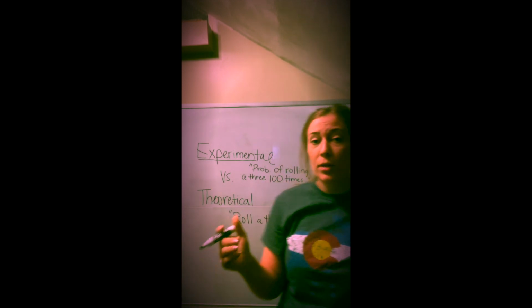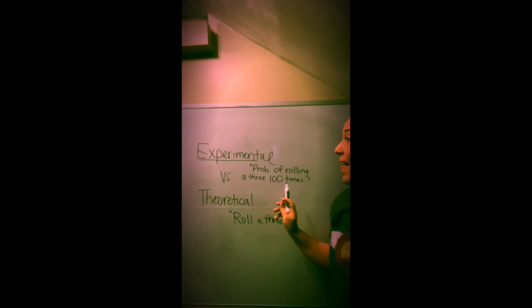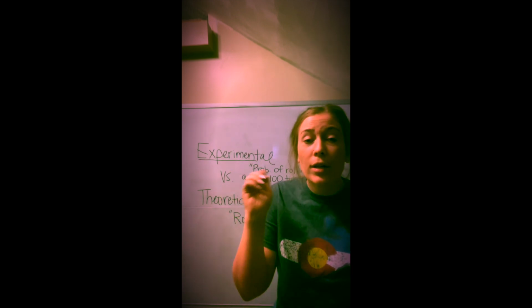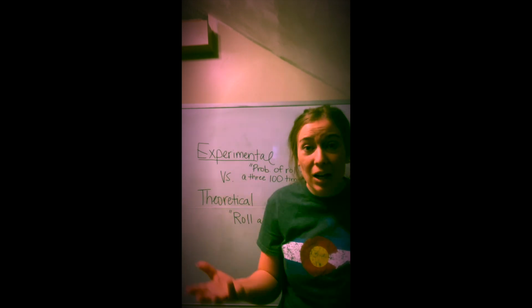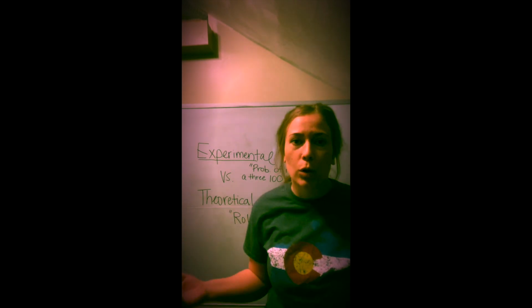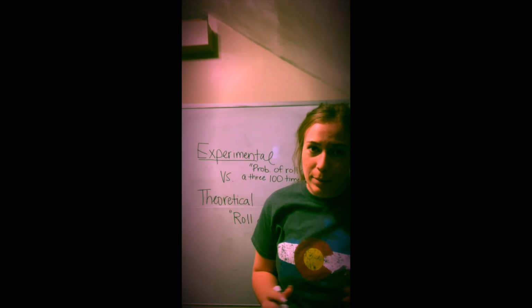So one example of that is you have a dice, and it says the probability of rolling a 3 100 times. That means you sit down at a desk, roll a dice 100 times, and calculate the number of times that you roll a 3 in those 100 rolls. So you doing the experiment is experimental probability.